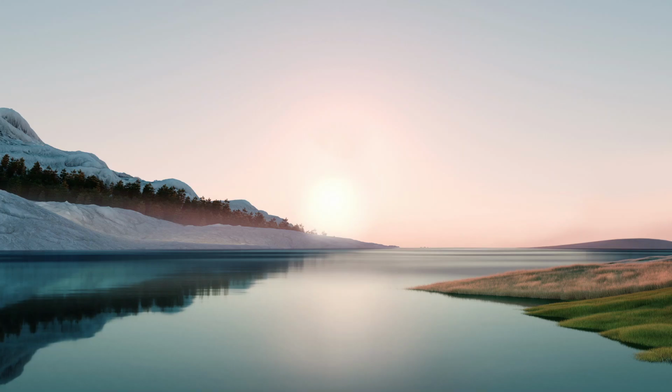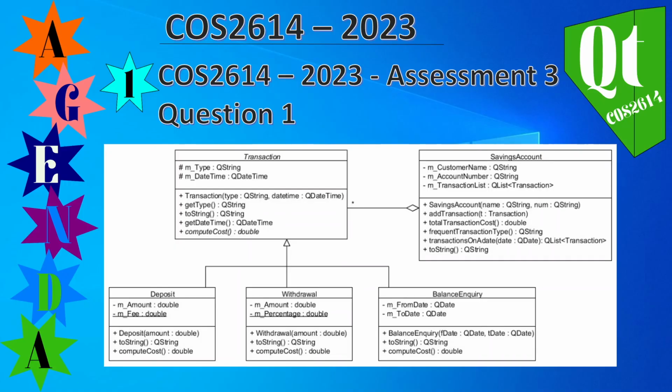Good day. Today we're going to cover the COS2614 2023 Assessment 3 Question 1, and we're going to cover savings account. As you can see there, it's got the QStrings for m_customerName, m_accountNumber, and m_transactionList, or QList. Okay. And then we've also got our functions that help us to create the savings account and get it working.